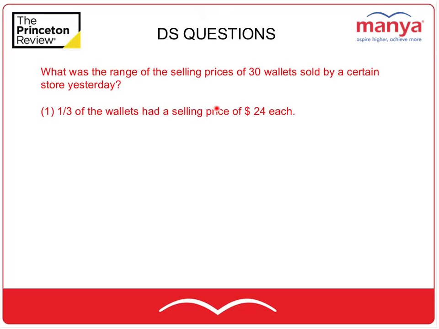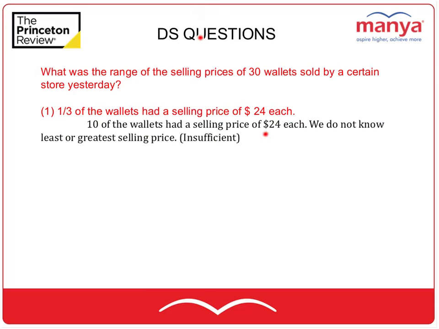So the first statement says 1/3 of the wallets had a selling price of $24 each. We know there are 30 wallets, so 1/3 of 30 is going to be 10. That means 10 of the wallets had been sold for 24 each.